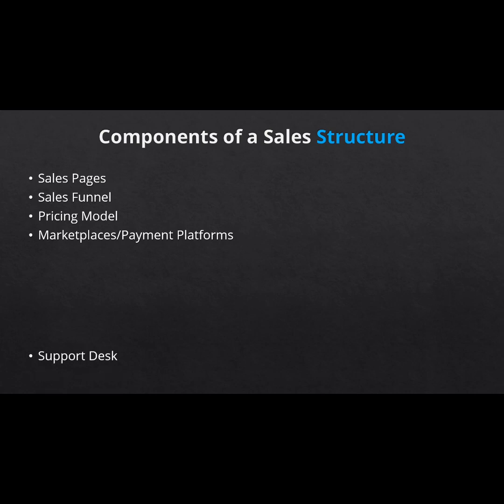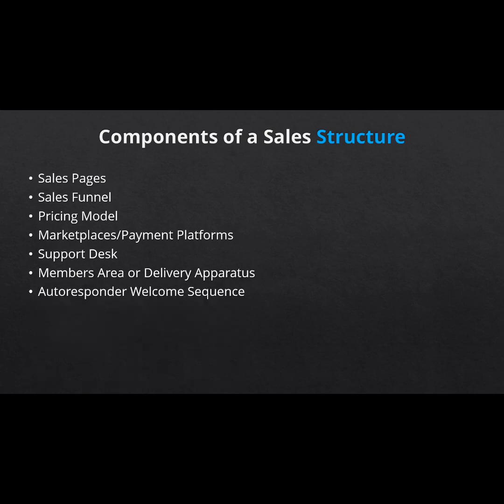Before you start recruiting JVs and sending traffic to a hard launch, you'll need your actual launch structure in place. Your launch structure includes your sales pages, your sales funnel, your pricing model, as well as the marketplace or payment platform you'll use. Your launch structure also includes the back-end infrastructure you'll need for delivering your products to buyers and your initial interactions with them after they purchase. This includes setting up a support desk, a members area or a product delivery apparatus, and an autoresponder welcome sequence.